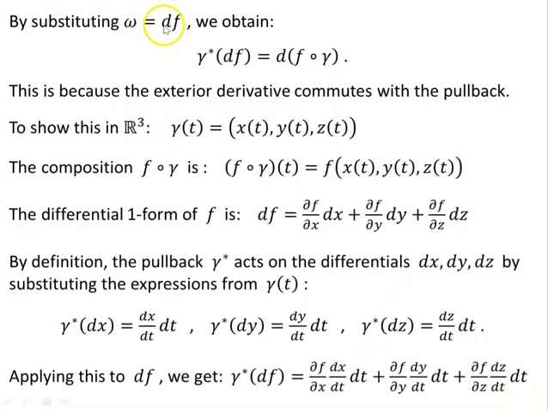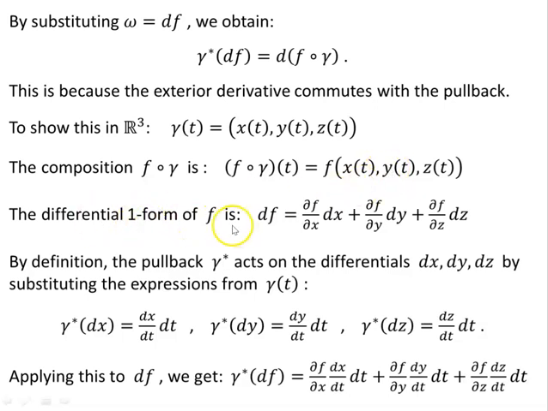By substituting omega as df, our one form will be df, the differential of the scalar function f, or the zero form f. The pullback of df under gamma is, as we found in other videos, the exterior derivative, or total derivative, of f composed of gamma. This is because the exterior derivative commutes with the pullback. To show this in R3, let's say gamma of t is x of t, y of t, z of t. The composition f composed of gamma is then f of x of t, y of t, z of t. So it's a function of t.